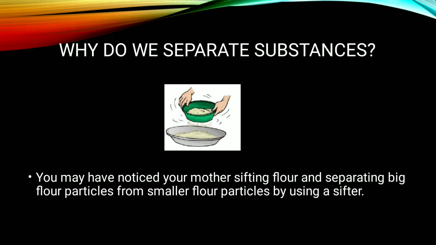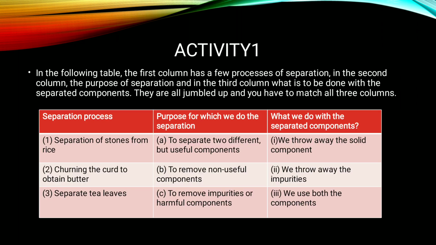Then we have the sifter. You must have seen in the kitchen that when your mother is going to prepare dough, she uses a sifter, a sieve, and separates large particles of flour from smaller ones. In this activity, there are three columns. First column is the process of separation being used, the purpose why we carry out this process, and what are the separated components.